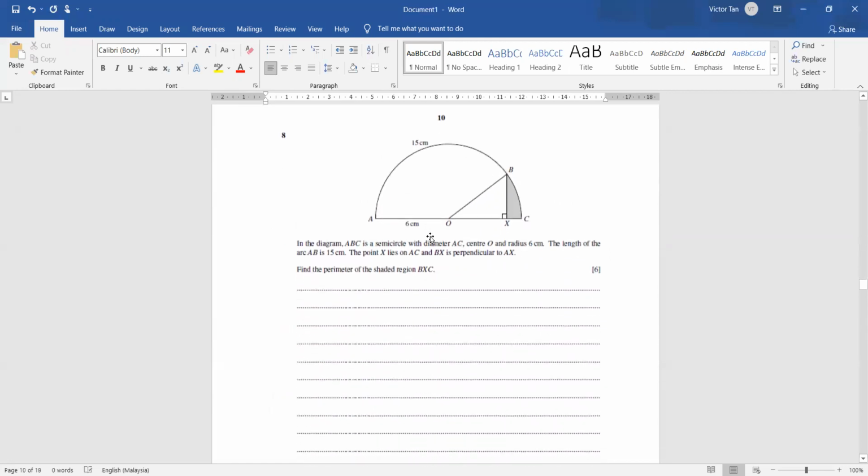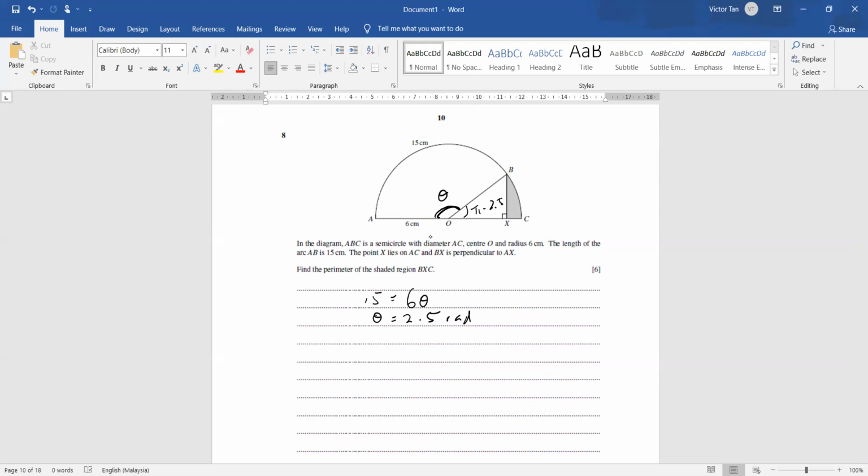Next question is on circular measure. Find the perimeter of the shaded region BXC. It's given that this is 15 cm. What is this? Let's name it theta. So 15 equals 6 theta. Theta equals 2.5. This is pi minus 2.5.